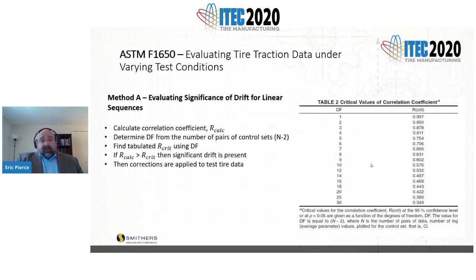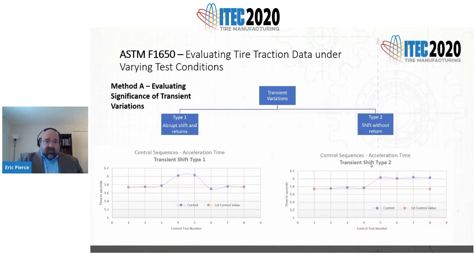If this calculated correlation coefficient is greater than the tabulated one from the table, then there is considered to be significant drift. If that's the case, then we do need to apply corrections to the tire test data. So that covers linear.